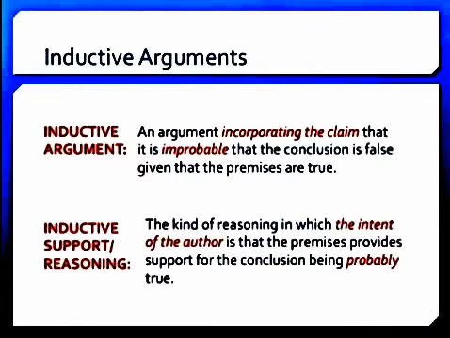For deductive arguments, the kind of reasoning employed by the author is that the premises provide support for the conclusion being definitely true. Whereas for inductive arguments, the intent of the author is that the premises provide support for the conclusion being probably true. Now this is the main distinction or difference between inductive arguments and deductive arguments. And all arguments can be separated in terms of deductive arguments or inductive arguments based on the kind of reasoning that they employ.